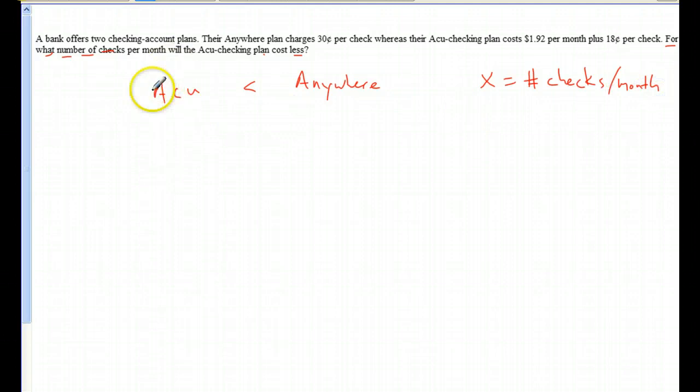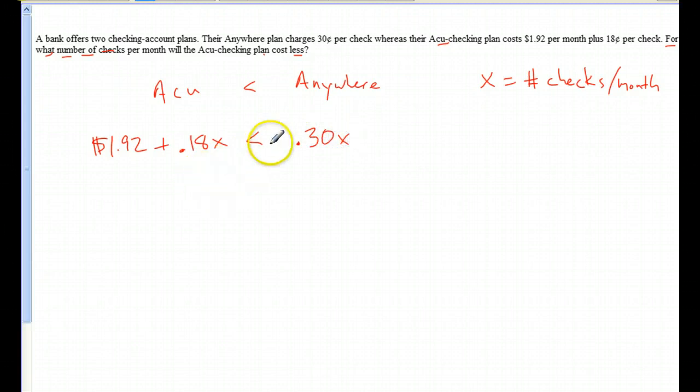Alright, the Accu plan, that's this one. $1.92 per month, that's the upfront cost, plus 18 cents per check. So for every check that I write, it's 0.18 times the number of checks, so 0.18x. And that's less than the Anywhere plan, which is 30 cents per check, so 0.30 times x. So there's your setup. Your job is to solve for x.